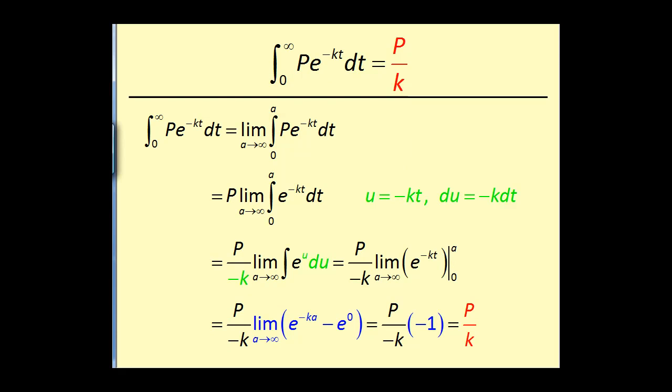I don't have enough time to go over all of this now, so you may want to pause the video, but essentially what we have to do is what we've been doing on the previous examples: evaluate this improper integral, perform a u substitution, evaluate at the upper and lower limit, find the limit, and we'll find that it is equal to P divided by K.